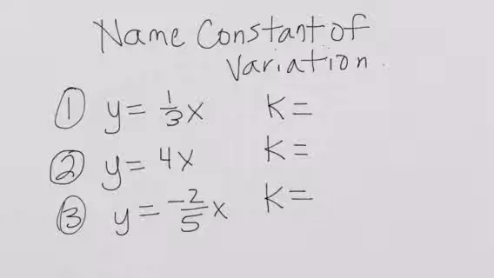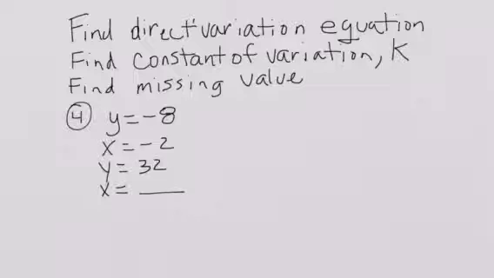So we're going to practice naming the constant of variation. So let's look at number 1. Y equals 1/3 x. In this equation, the constant of variation is 1/3. Number 2, y equals 4x. In this equation, k, the constant of variation, is 4. Number 3, y equals -2/5 x. K, or the constant of variation in this equation, is -2/5.